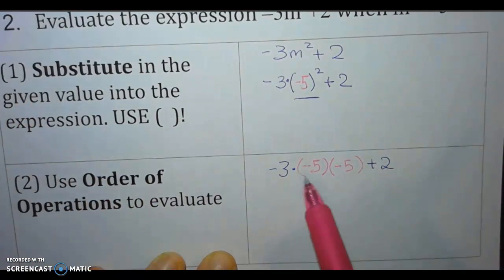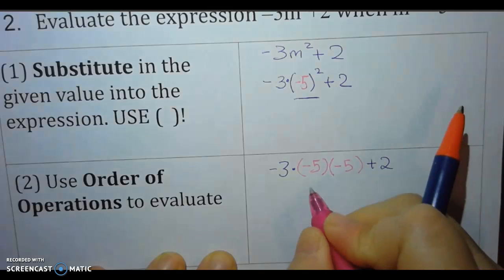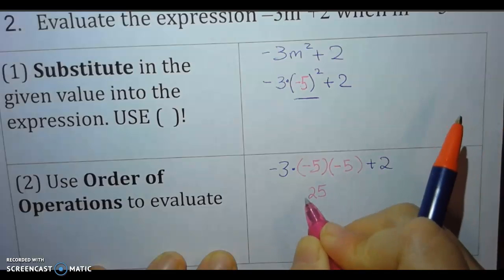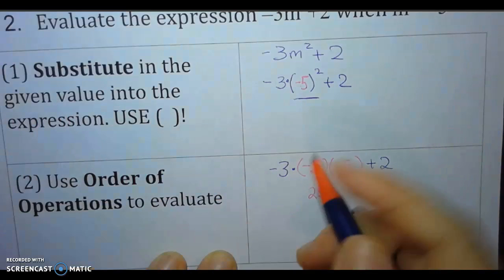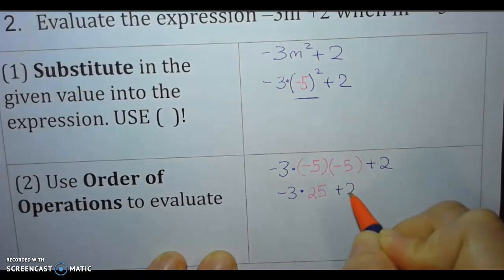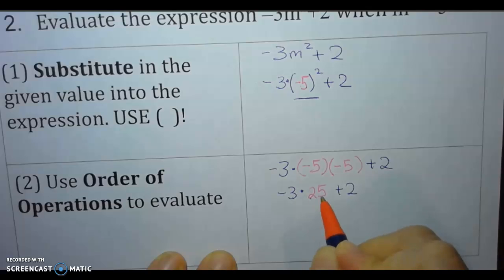And what is negative 5 times negative 5? That's going to be 5 times 5 is 25. Negative times negative is just positive. So that's just positive 25 multiplied by negative 3 plus 2. Negative 3 times 25: 3 times 25 is 75. Negative times positive is negative, plus 2.